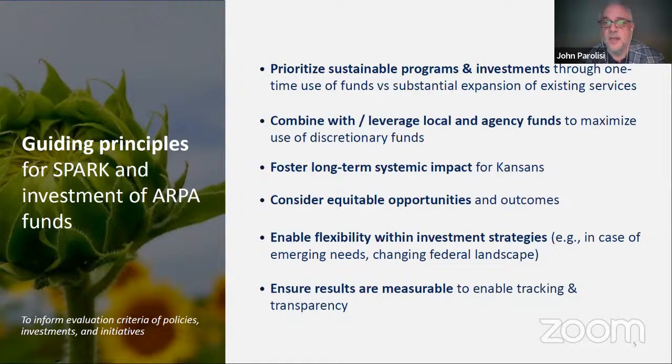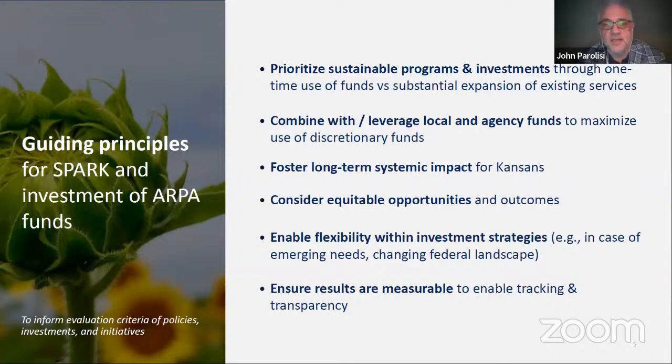So the first one is prioritize sustainable programs and investments. Wherever possible, we are targeting one-time use of funds, catalytic investments. The second point is understanding that there are a lot of sources of funds, for instance, the infrastructure bill. We need to understand where the sweet spot is within each one of these panels based on the unique aspects of these discretionary funds. Some things will be high priorities, but they may be better served, for instance, by coming out of the infrastructure bill. And we have set up the process so that we can help the panels think about that.